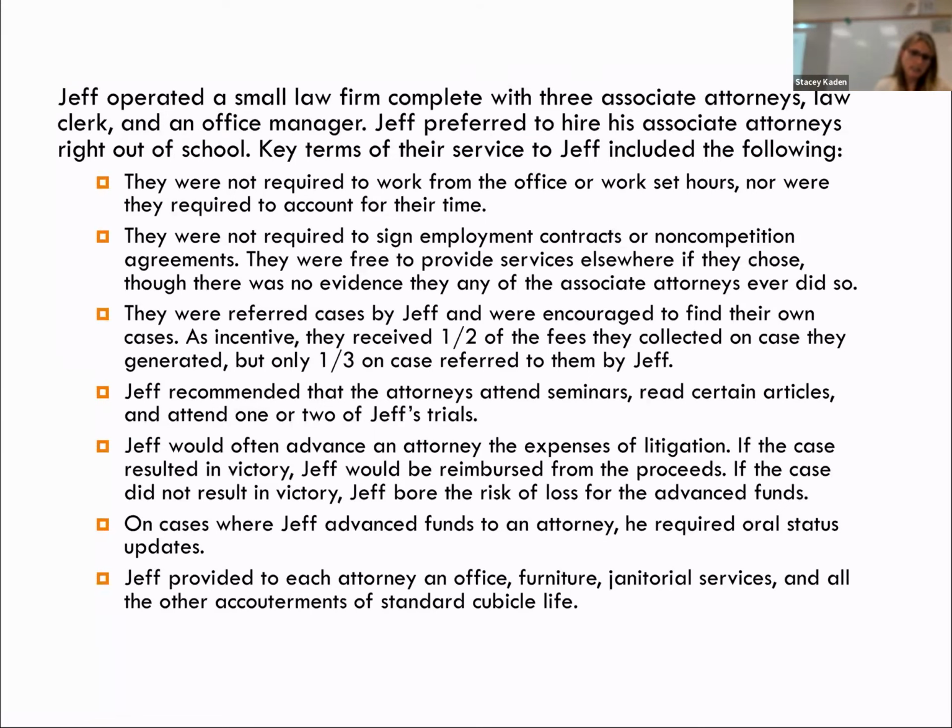Jeff preferred to hire his associate attorneys right out of school. Key terms of their service included the following. They were not required to work from the office or work set hours, nor were they required to account for their time. What does that sound like? An employee or an independent contractor? Independent contractor.